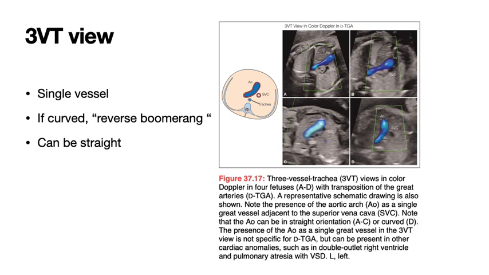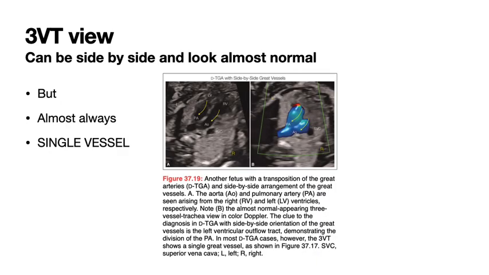Now, up in that three-vessel trachea view, typically you will see only one vessel, and it could be that curve, that reverse boomerang sign, or it can potentially even be straight. Now, at the three-vessel view, the outflow tracts can look almost normal. But even though the picture at right shows two outflow tracts that are converging, very often it's just a single vessel that you see up at that level.